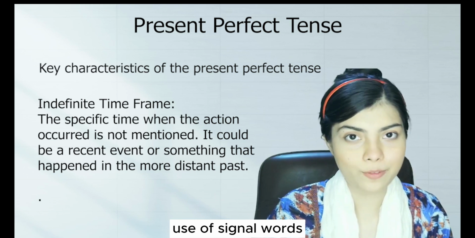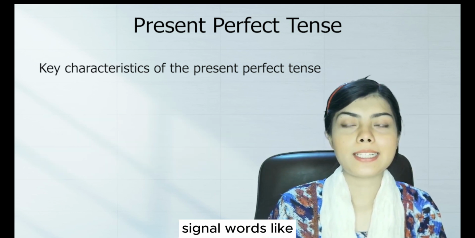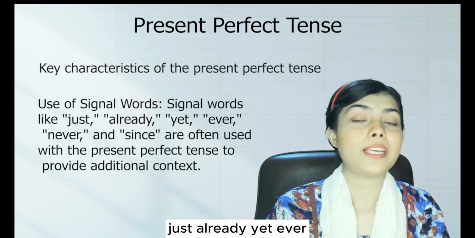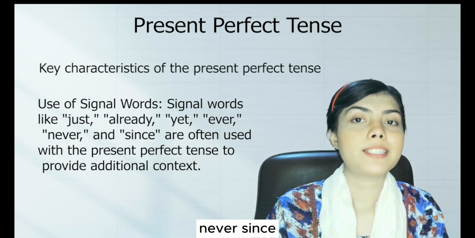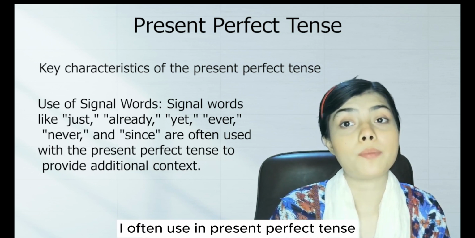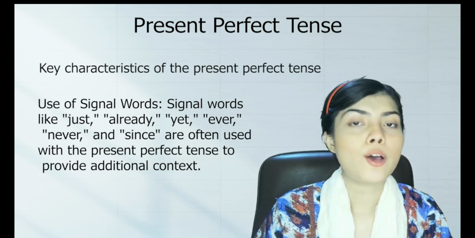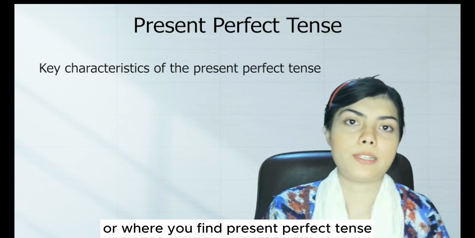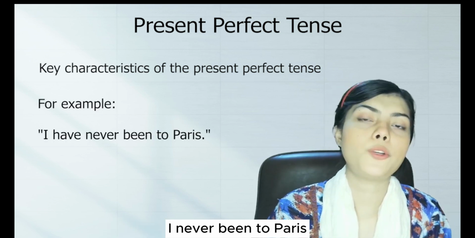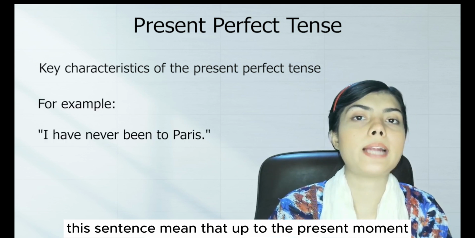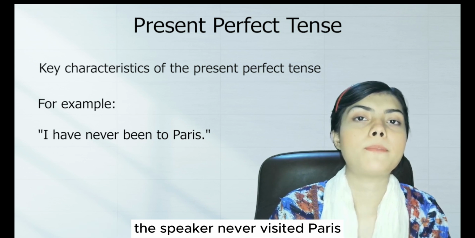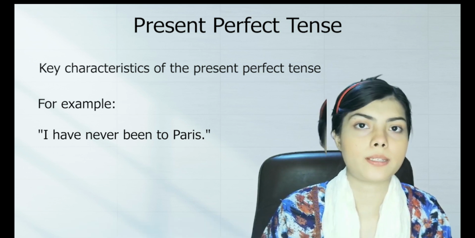Use of signal words. Signal words like just, already, yet, ever, never, since are often used in present perfect tense, so they provide additional context or hints on where you find present perfect tense. I have never been to Paris. This sentence means that up to the present moment the speaker has never visited Paris.